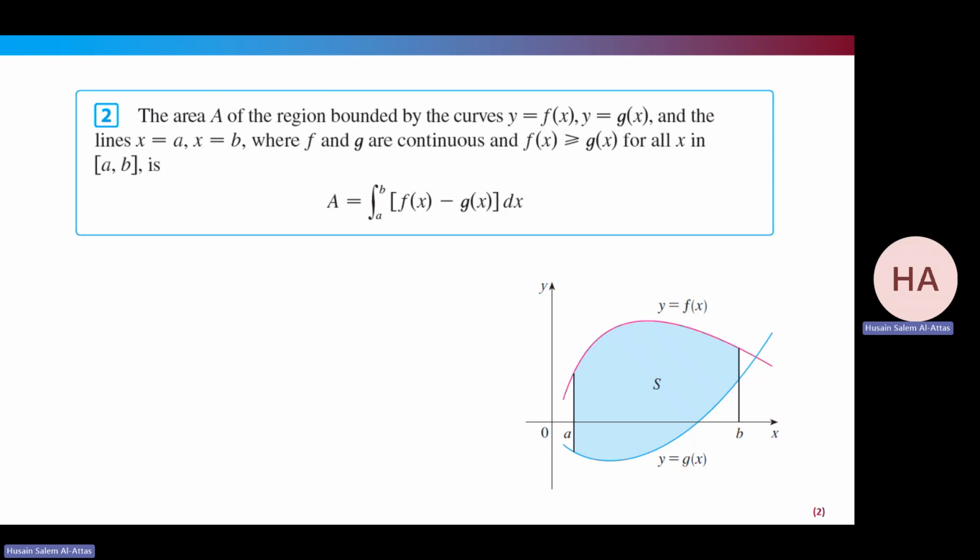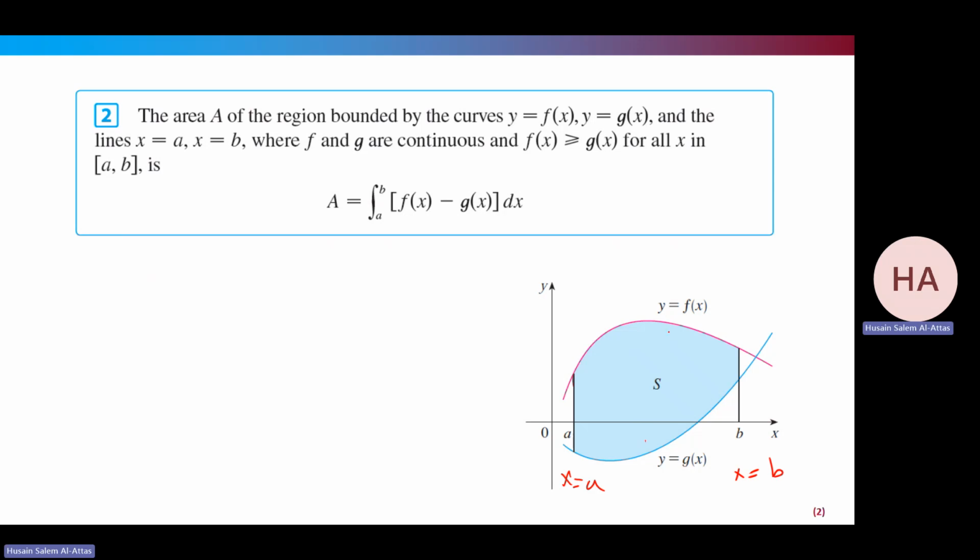What's the idea? The idea is very simple. If you have a region, this is a region between two curves. This curve and this curve. So I have a curve above the other curve over that region. So what will be the area? The area from x equal a to x equal b.